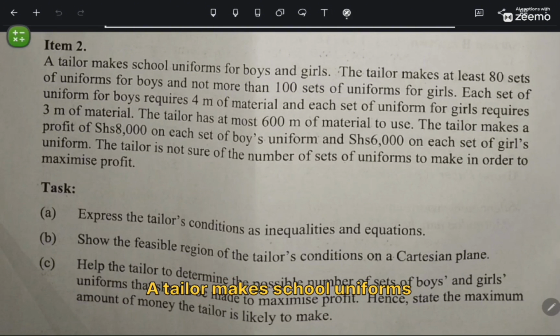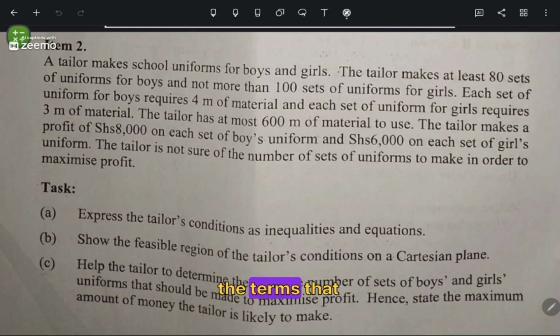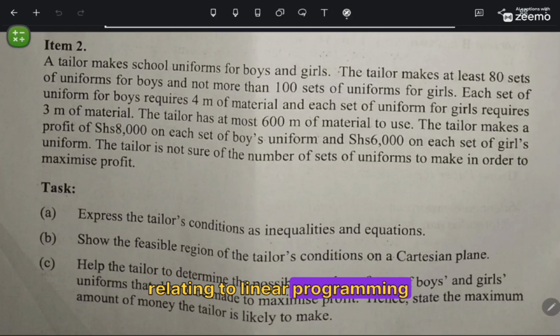A tailor makes school uniforms for boys and girls. The tailor makes at least 80. When you're reading this scenario here, you have to pay close attention to each and every single statement that is made, because once you understand the terms that they are using in the scenario, it will be very easy for you to approach the scenario with ease, especially numbers that are relating to linear programming.